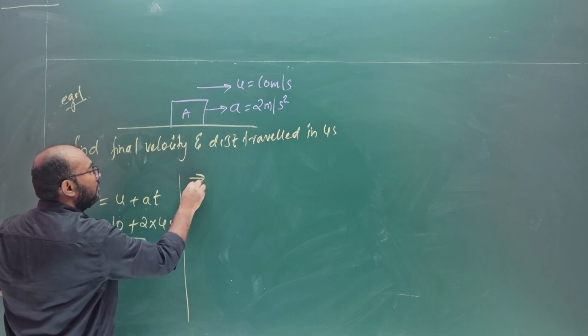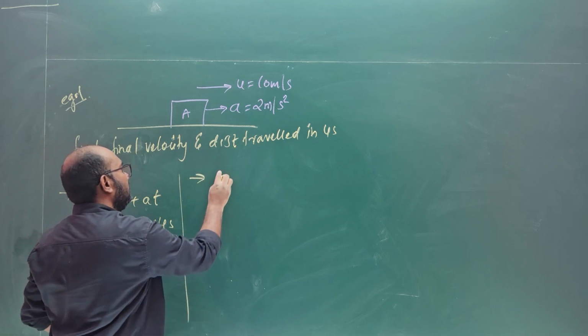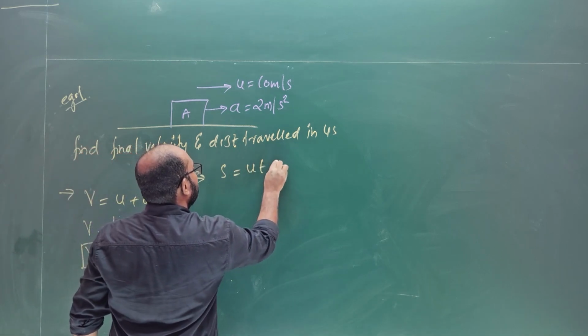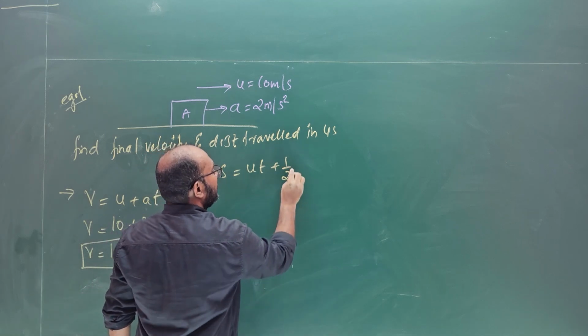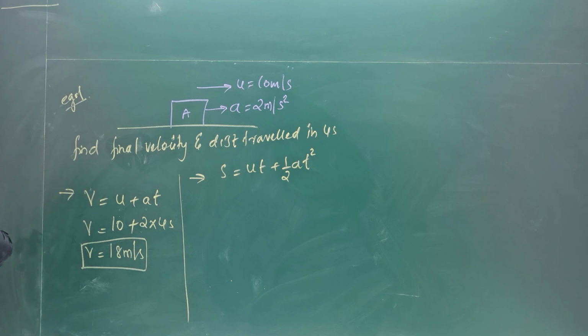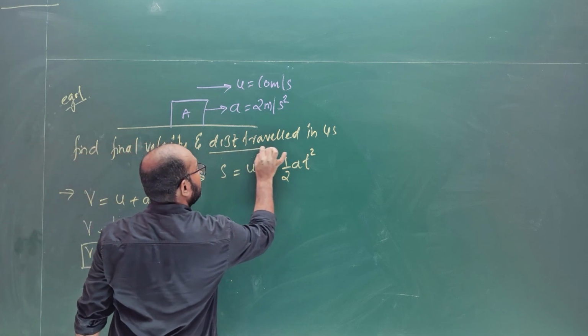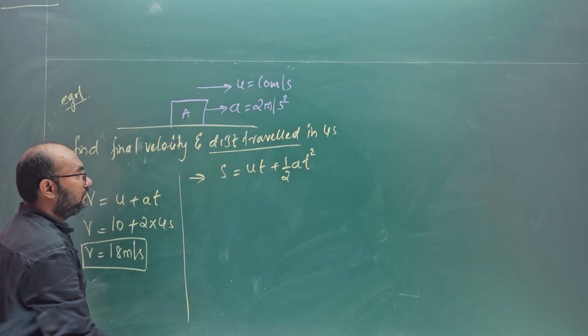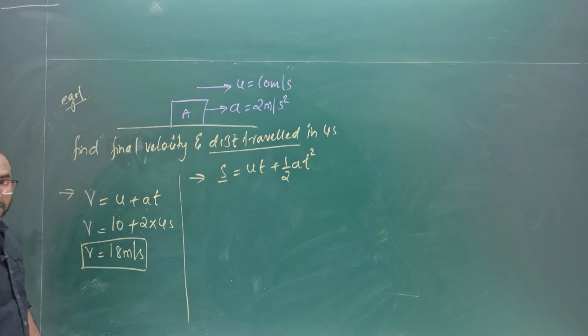Similarly, for distance traveled, s is equal to ut plus half at square. Okay, now first tell me what he asked you. Distance traveled, but this formula is for displacement. Now listen to me.